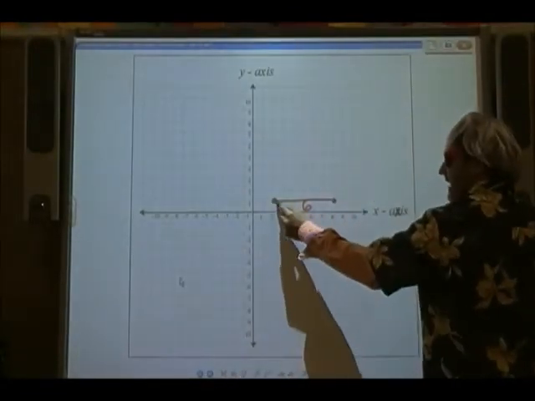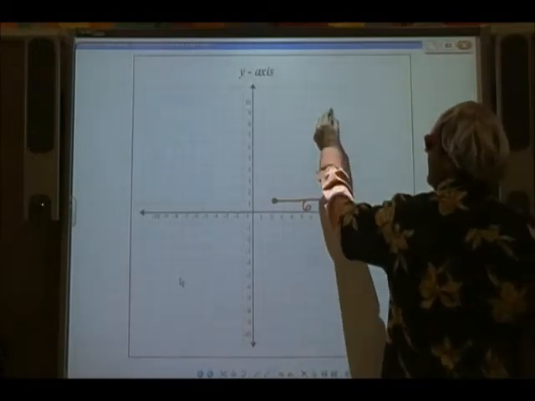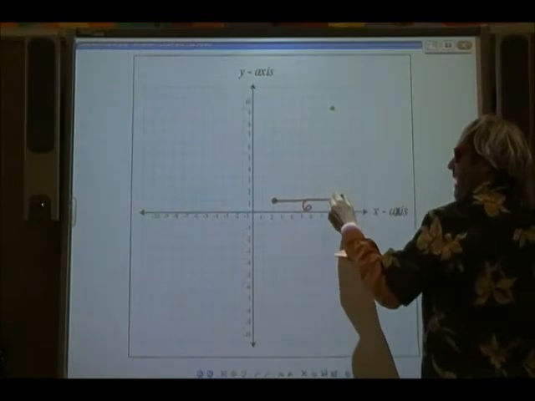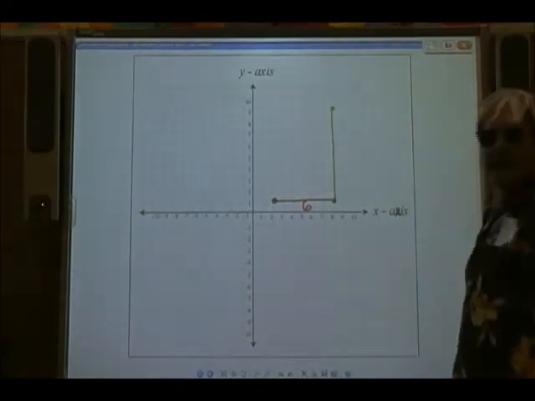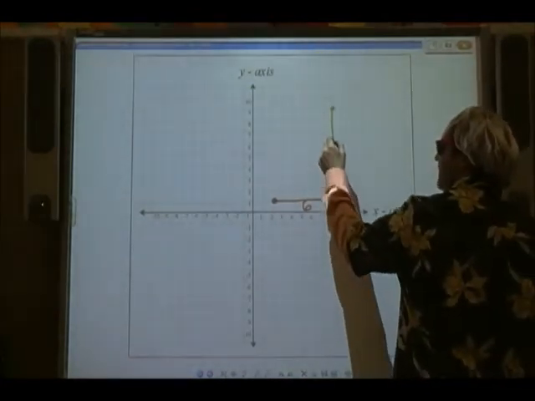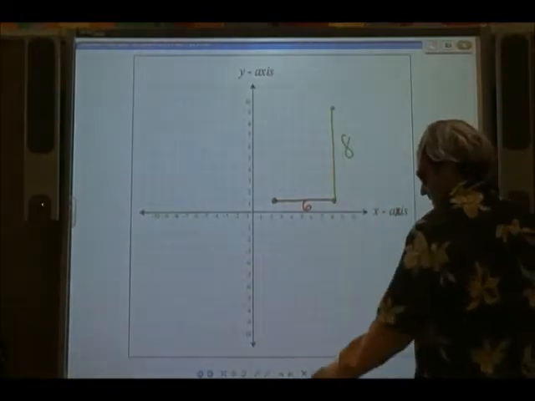Now I want to graph the point (8, 9) and see that distance. Well, (8, 9) is all the way up here. This is (8, 9). Now, for this distance, it's vertical, so I can just count: 1, 2, 3, 4, 5, 6, 7, 8. So this distance is 8.